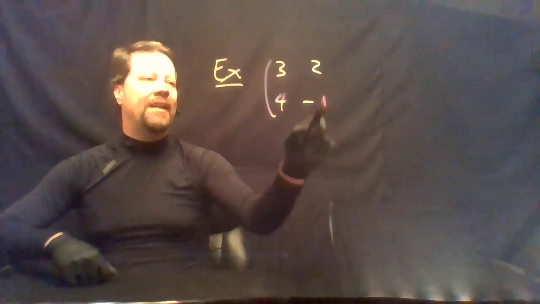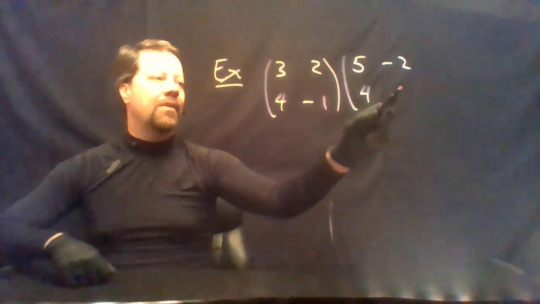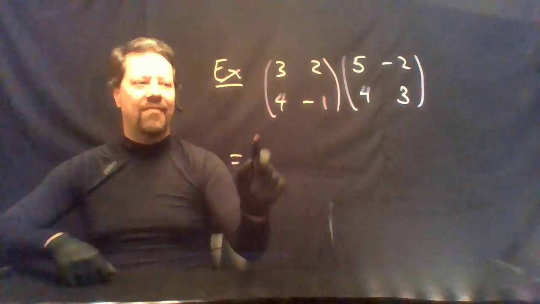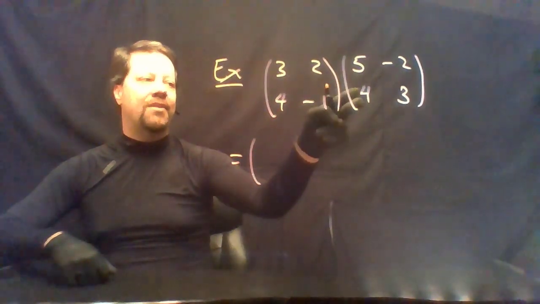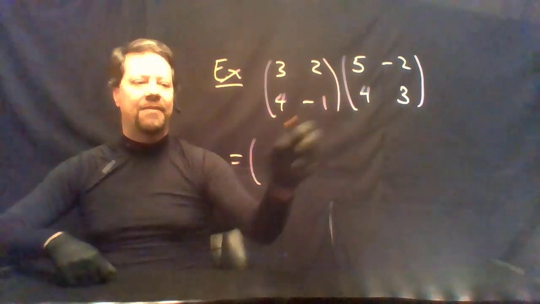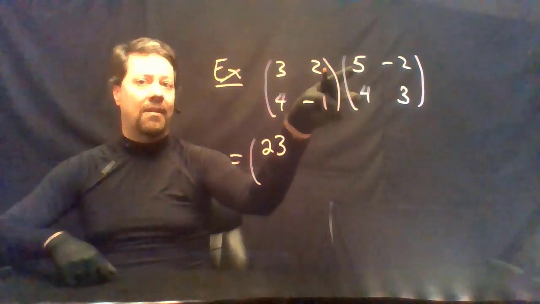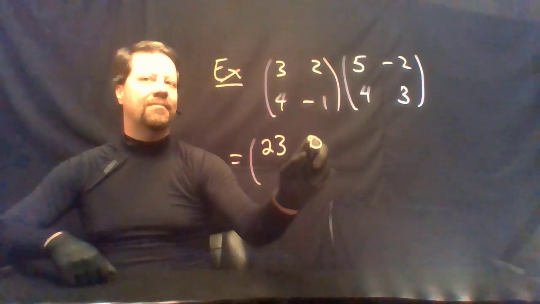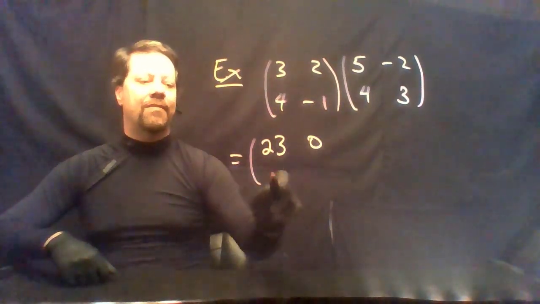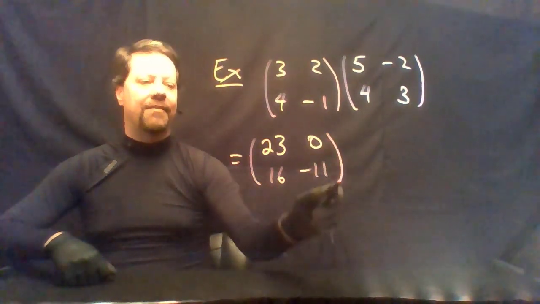Let's suppose that I have 3, 2, 4, minus 1 times 5 minus 2, 4, 3. I'll have 3 times 5 is 15 and 2 times 4 is 8. 15 and 8 makes 23. Row times column. We'll have negative 6 and 6 makes 0. 20 minus 4 is 16, and then negative 8 minus 3 is negative 11.